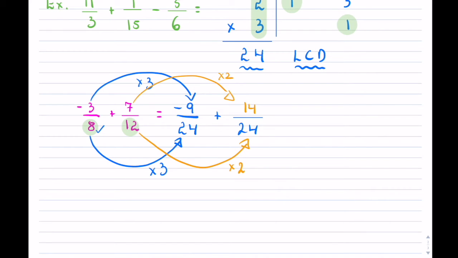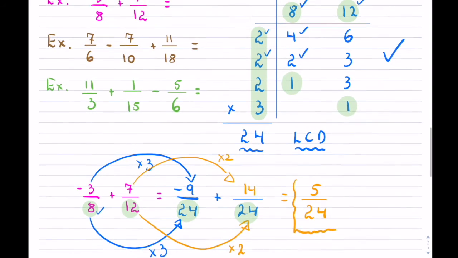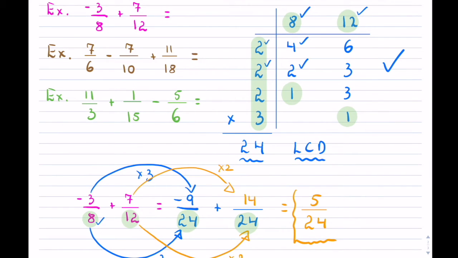Now we have the same denominators. And once you have the same denominators, we can now go ahead and simply say negative 9 plus 14, and that is equal to 5. And the denominator just simply stays the same because we have like fractions. I can't reduce this fraction because 5 doesn't go into 24. So that turns out to be my answer. That's question number 1. Now let's take a look at question number 2.